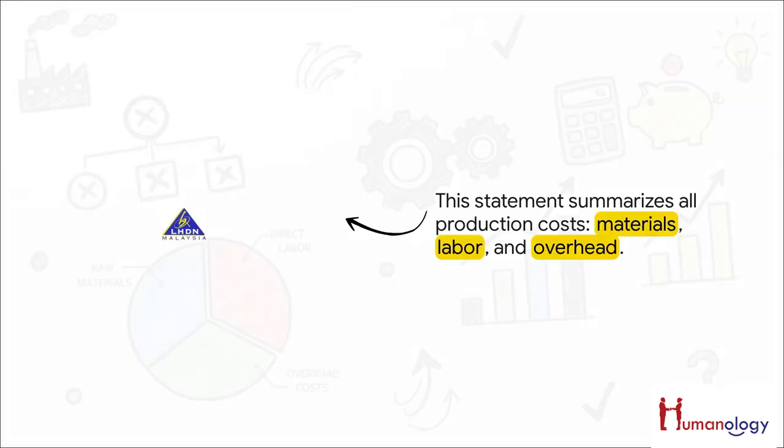This statement of cost of goods manufactured pulls together all those production costs we talked about, materials used, direct labor, and all that factory overhead. Now, it can look a little intimidating, but its main job is really simple. Take all of those costs, make a few adjustments, and calculate one final crucial number.